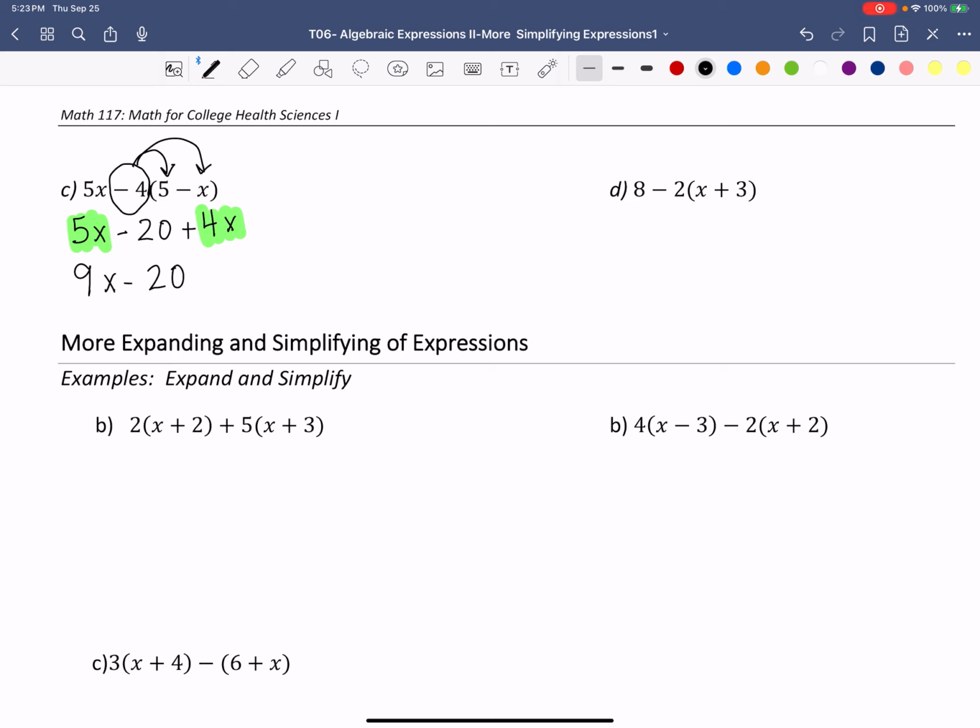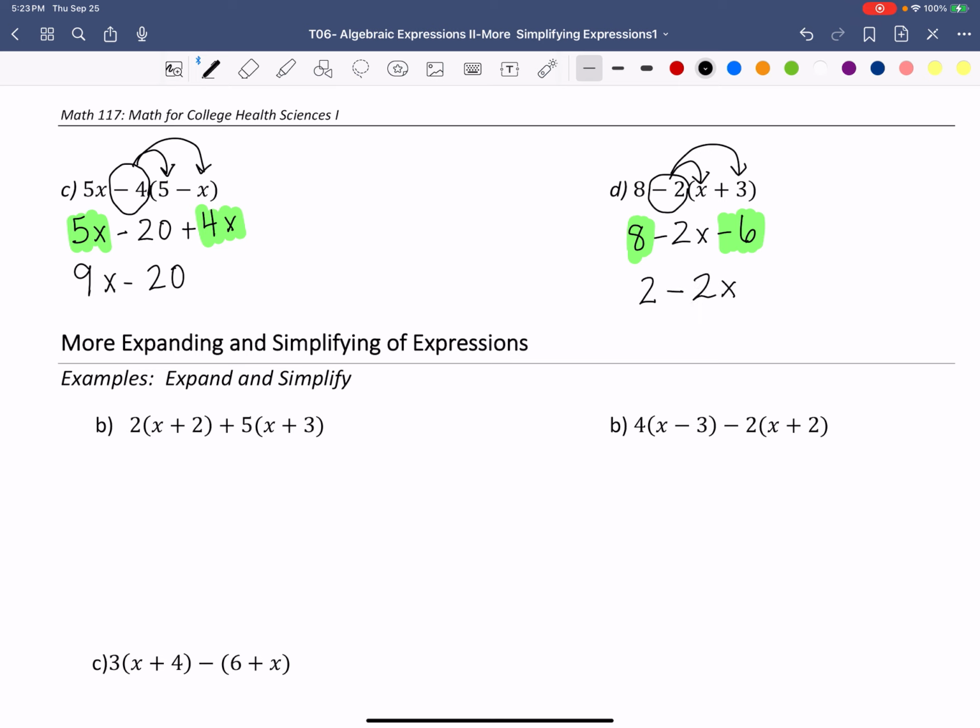For D, that 8 right now has to just stay. I can't do anything with it. But then I can distribute this -2 into the bracket. I get -2x and then -2 times 3, -6. I've got 8 and I've got -6. I can simplify those and I get 2 minus 2x.